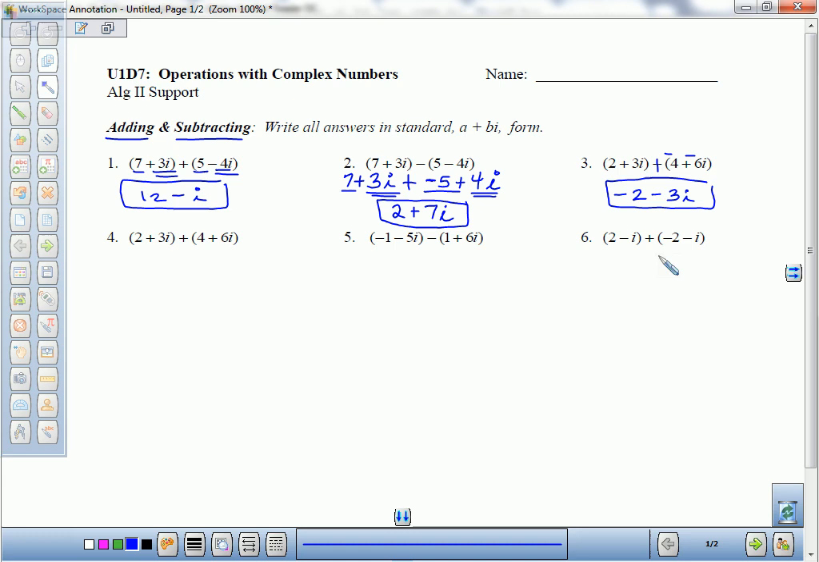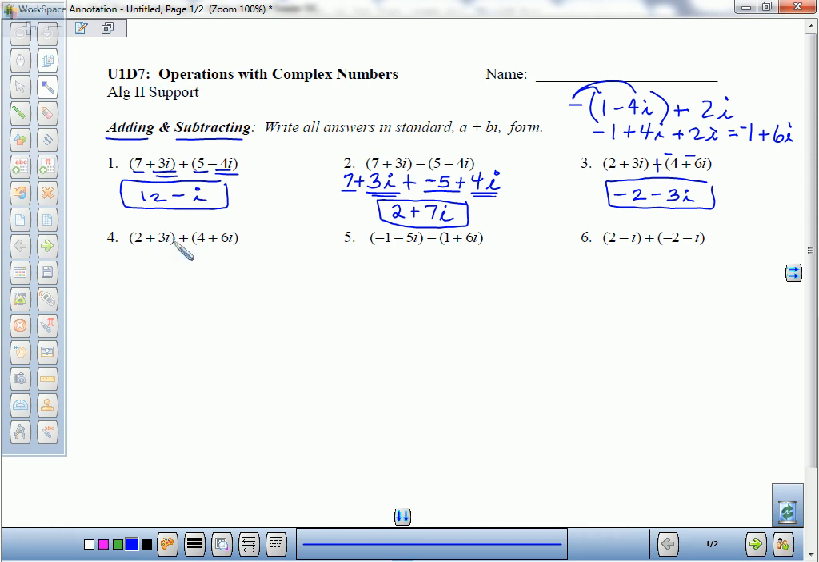Yes, sir? Like if the subtraction sign was in the front, would it only change the first parentheses? You're right. So if we had like a negative here, and we had 1 minus 4i plus 2i, this is only going to change what's immediately following it. So that would become negative 1 plus 4i plus 2i, which would result in negative 1 plus 6i. So only what immediately follows.